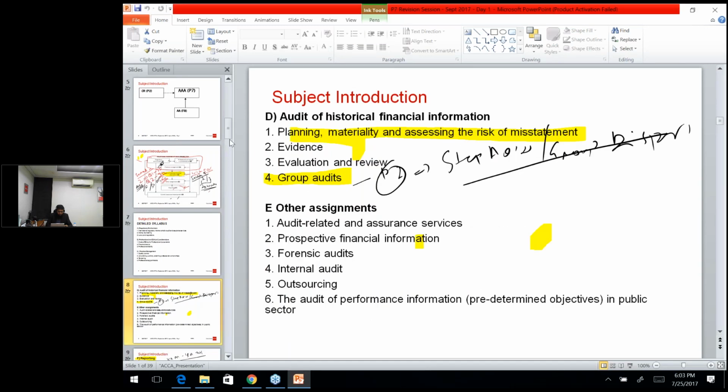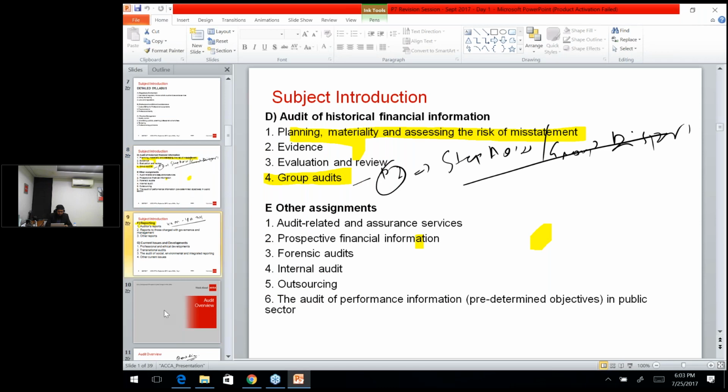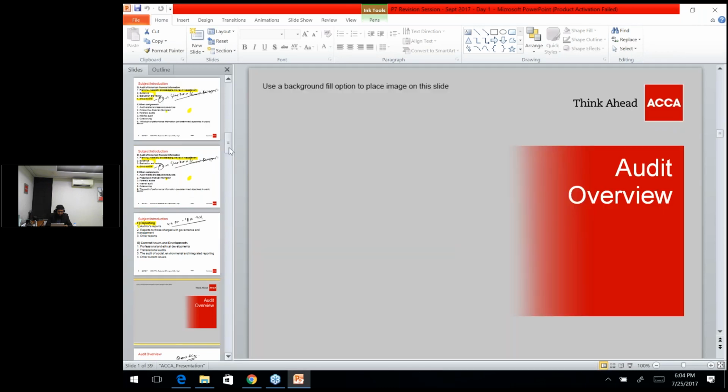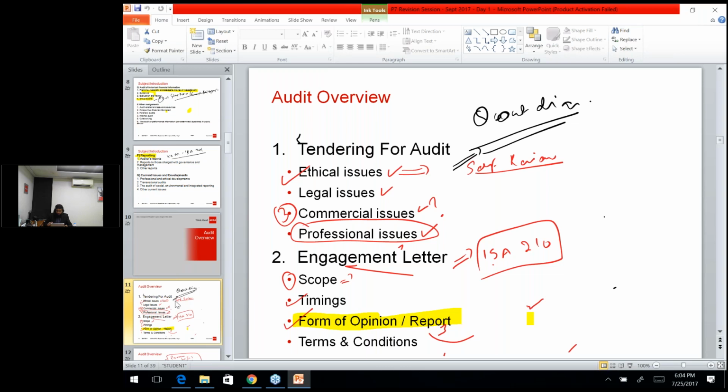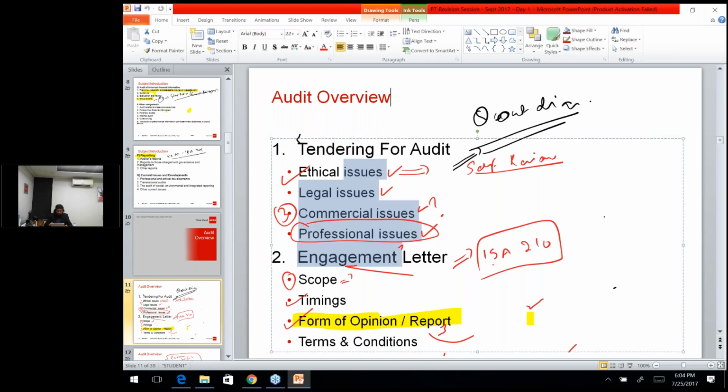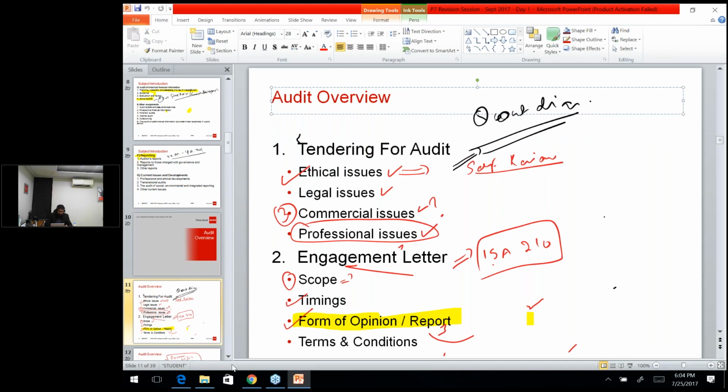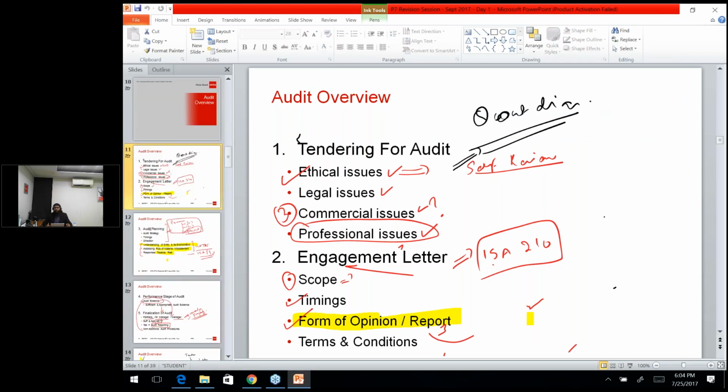I talked about how, whenever we talk about an audit, the audit has several steps. What are those steps? We said that the audit starts off from the tendering stage. And what is that tendering stage? That is when you are invited to quote for an audit. So you quote for an audit, you consider various matters, and then the engagement letter is signed.